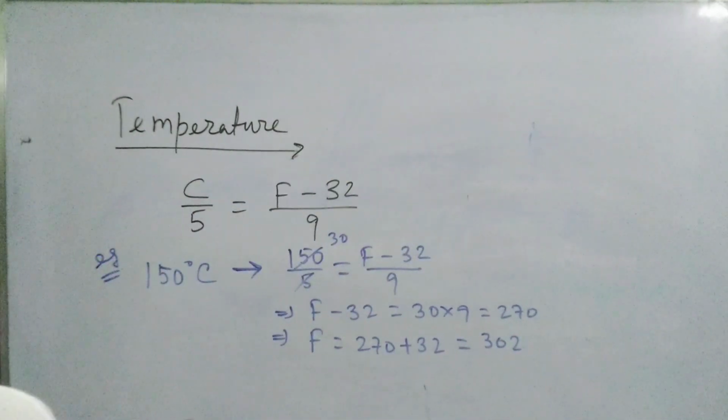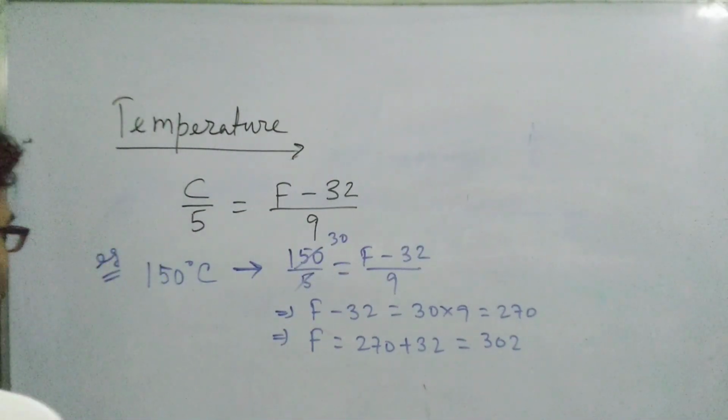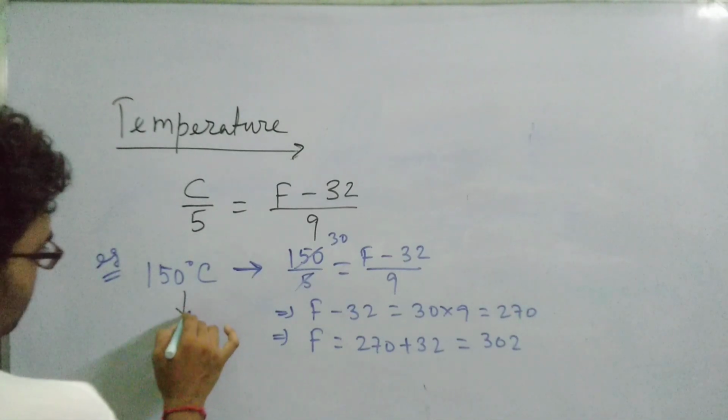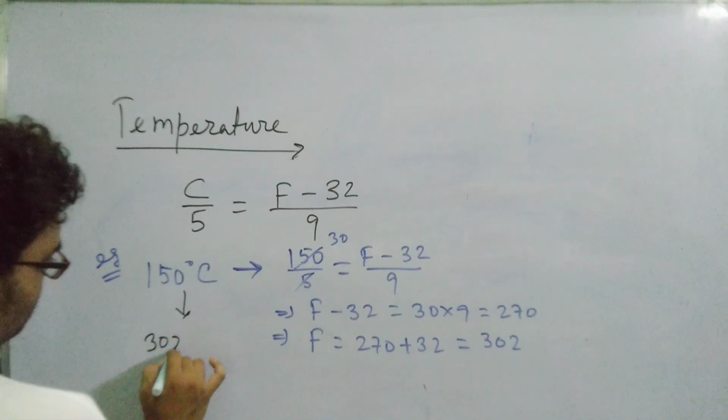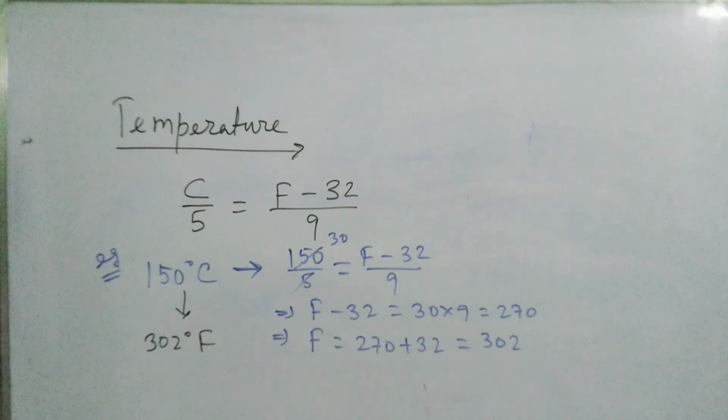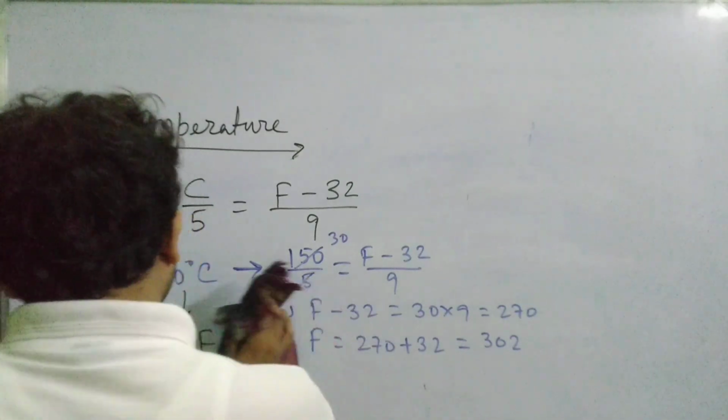So a temperature of 150 degree Celsius is equivalent to a temperature of 302 degree Fahrenheit. In this way you can also convert any temperature given in the Fahrenheit scale to the degree Celsius scale. I hope the relations and the conversions are clear. Fine. Now let us quickly move on to the next topic.